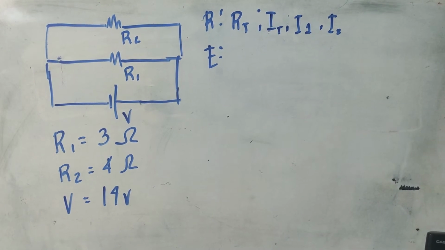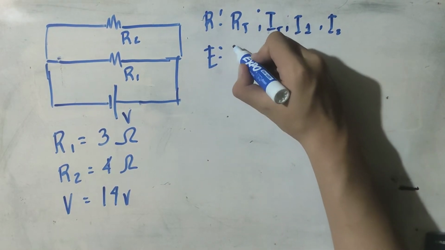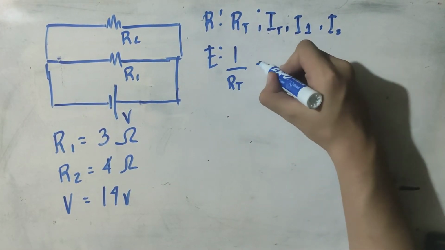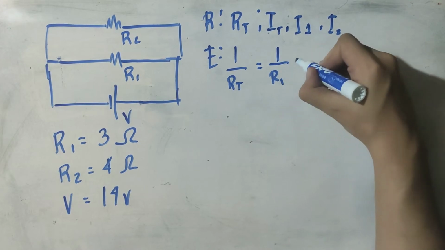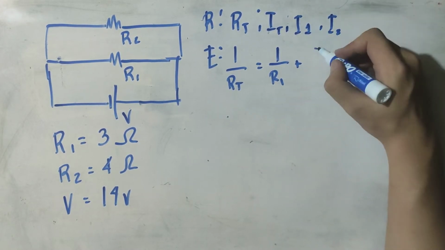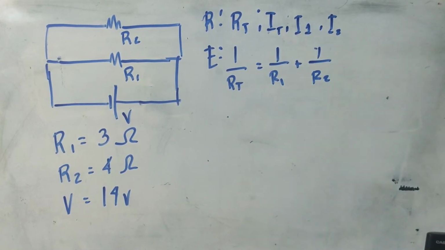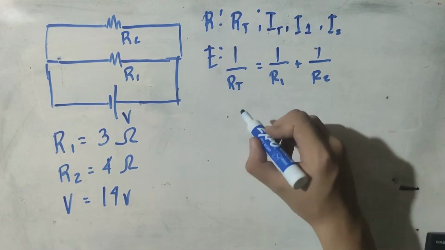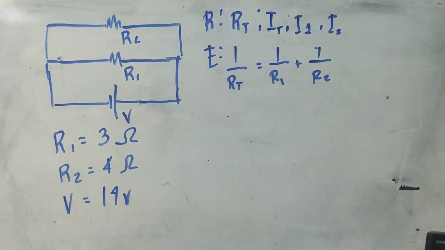Okay, since I've already said earlier that the formula for resistors in series and parallel circuits is just the opposite of capacitors, that would mean 1 over RT is equal to 1 over R1 plus 1 over R2. Correct? Okay, so let's try to substitute that.